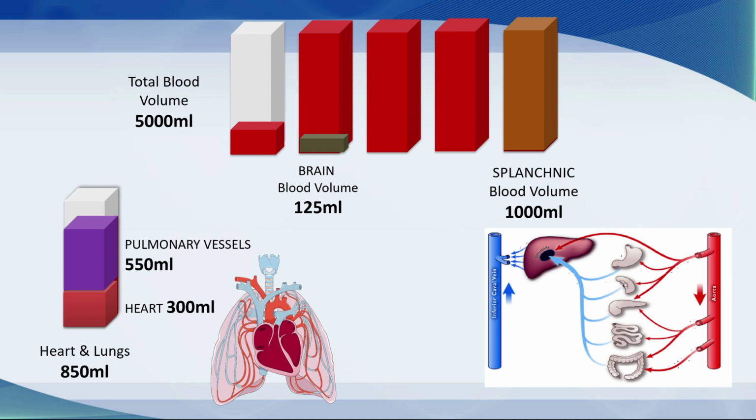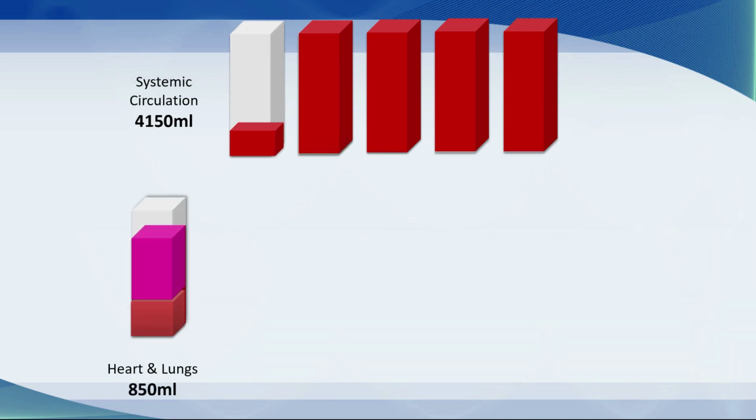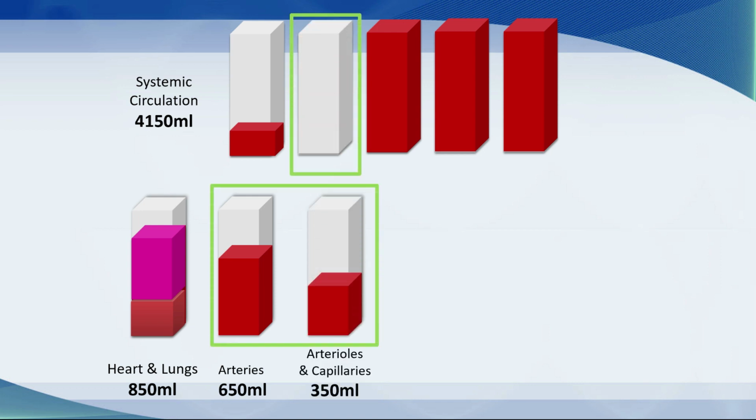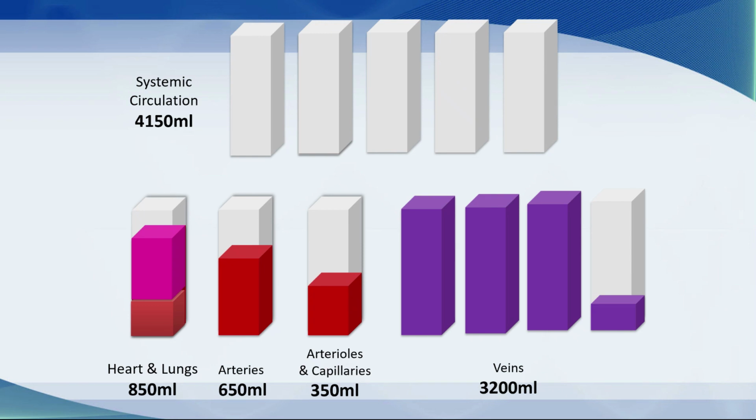So when you're looking at the circulation that is not the heart and lungs, the systemic circulation, you're looking at 4,150 mils. Now this includes the splanchnic circulation. Of that, arteries only have 650 mils, and the arterioles and the capillaries another 350 mils. So we have about 1 liter in our arteries. Where's the rest of the blood? The rest of the blood is in veins. 3,200 mils, or 2/3 of blood volume is in the veins.